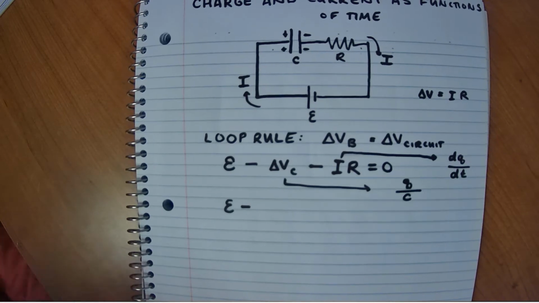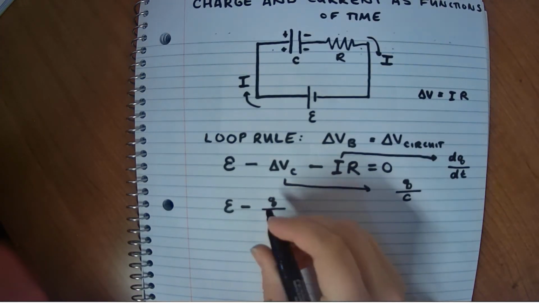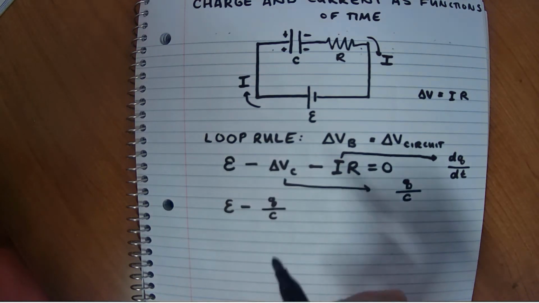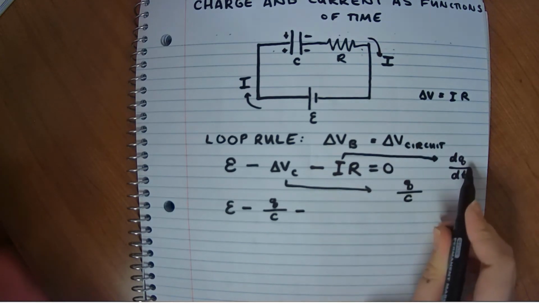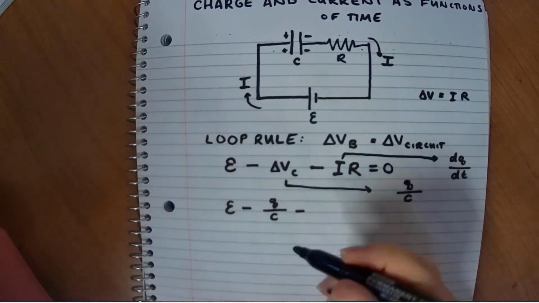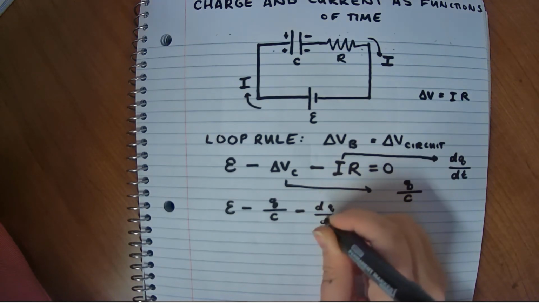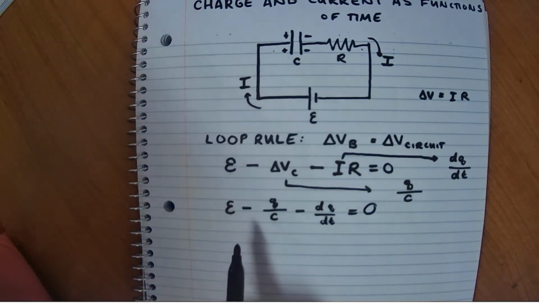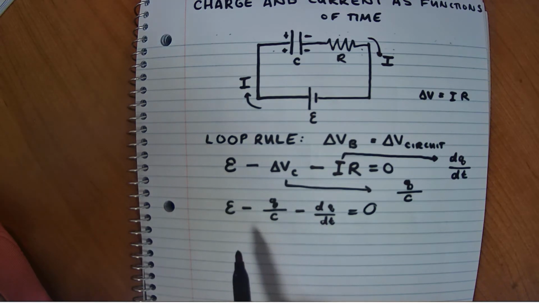Let's write this again. We know that the potential difference across the capacitor is Q over C, and I is equal to dq over dt. So we can insert those in, and that's all equal to 0. We have successfully quantified the behavior with time.